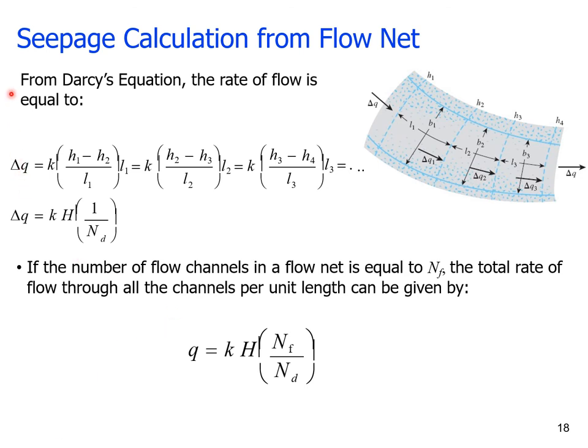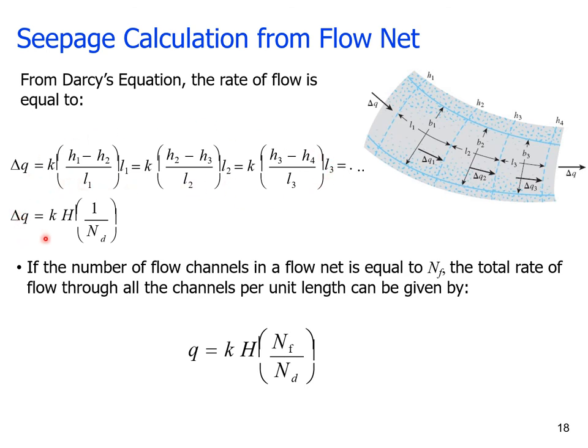So from Darcy's equation, the rate of flow is delta Q equal to KiA. So i can be replaced by (H1 minus H2) over L1 in this case, here (H2 minus H3) divided by L2, and so on like this. So you can refer this equation to this diagram to understand that. And this can be replaced by this.